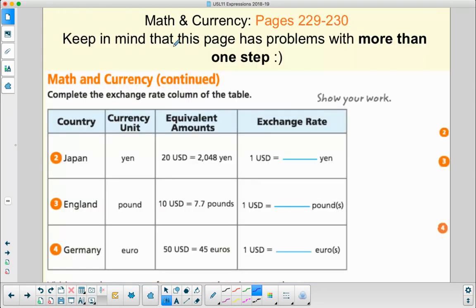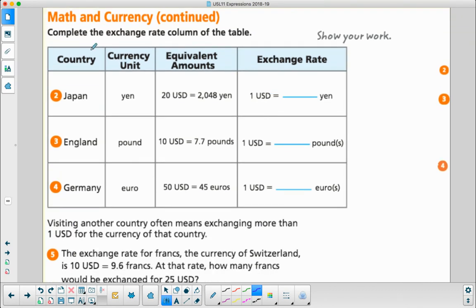All right. So going to the next page. If you don't have it, that's okay because I have it. Completing the exchange rate column of a table. A country like Japan, their currency is yen. 20 US dollars are equal to 2,048 yen. England pounds, 10 US dollars is equal to 7 7/10 pounds. Germany has the euro, 50 US dollars equals 45 euro.